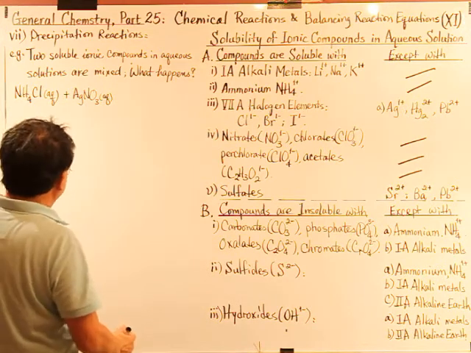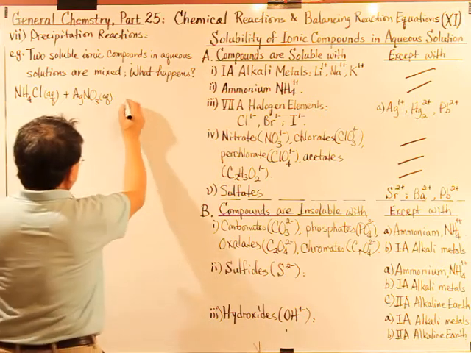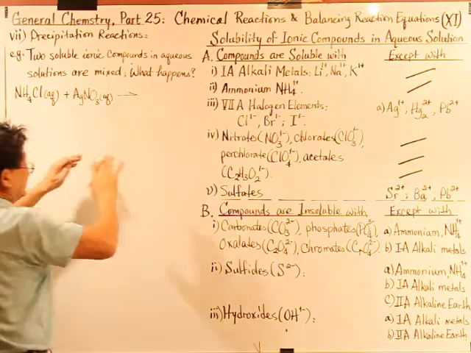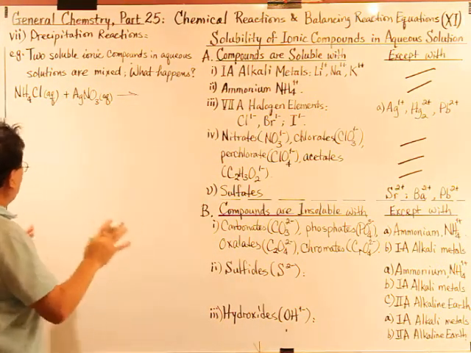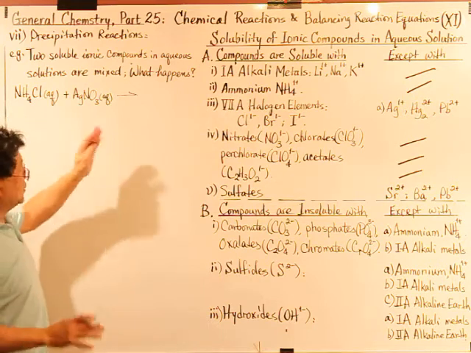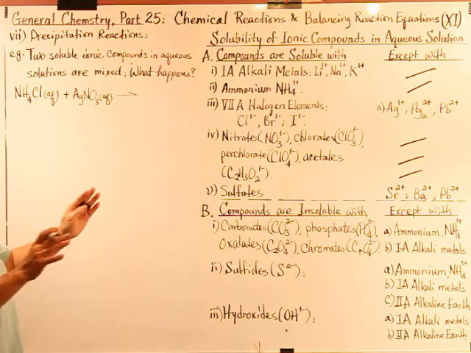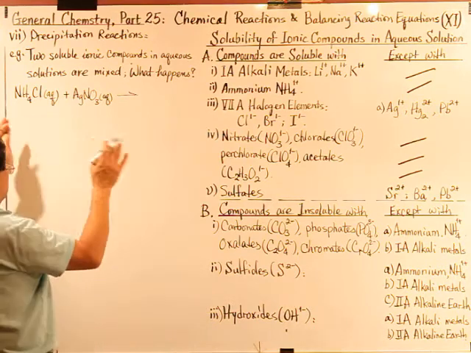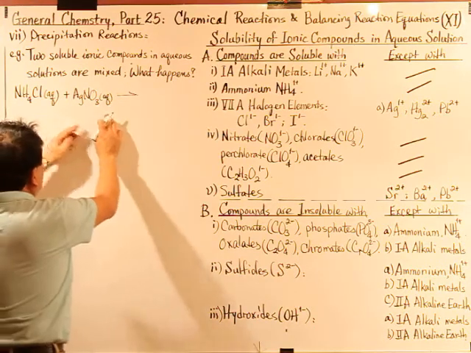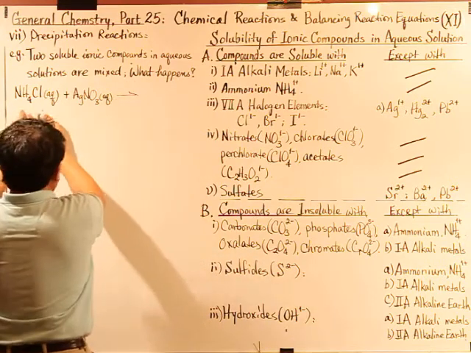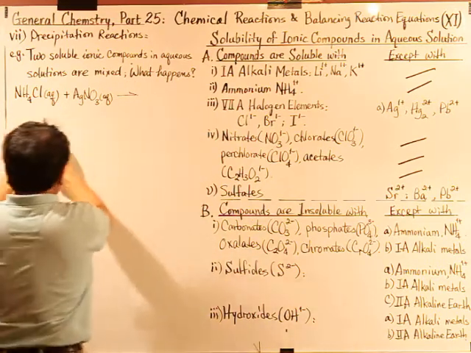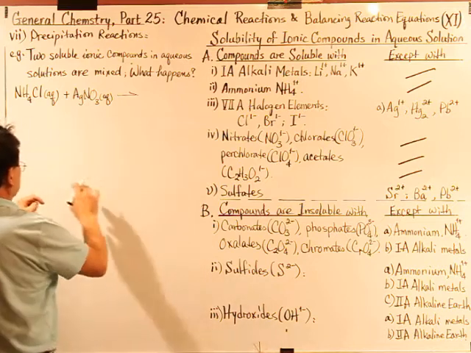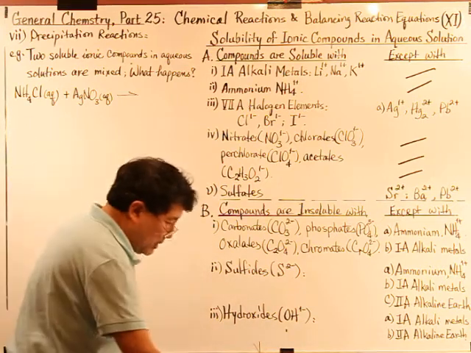So what actually happened is dissociation. That made these two ionic compounds soluble in the solution. We can start from solid, add water, and they become this and that, separated. Let's do that.